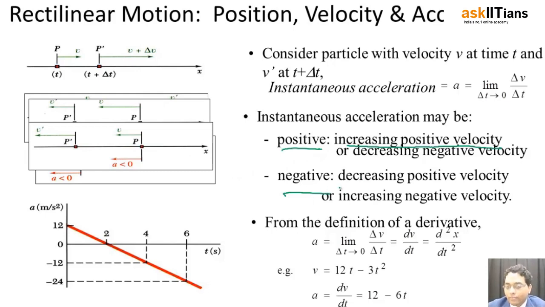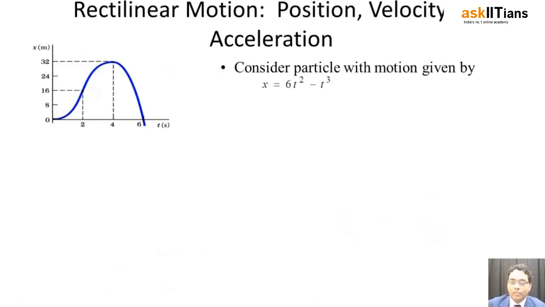In the other case, if the instantaneous value of acceleration is negative, then you can have either a decreasing positive value of velocity or an increasing negative value of velocity. In either of these cases, you will get a negative instantaneous acceleration. The acceleration is given by the second derivative of x with respect to time. You know that the velocity is given by the first derivative, therefore the acceleration is given by the second derivative. So this is how we find it.